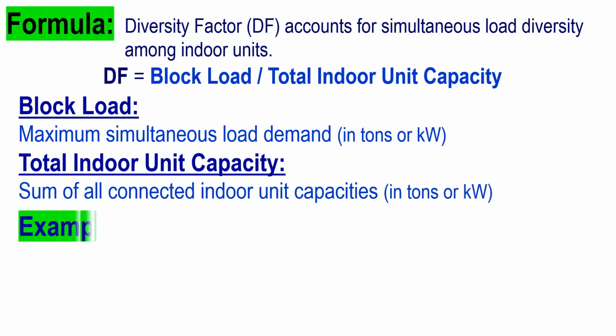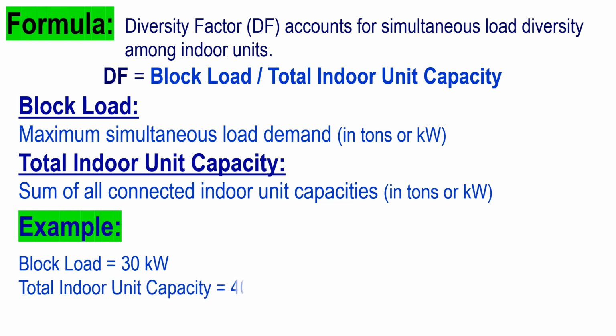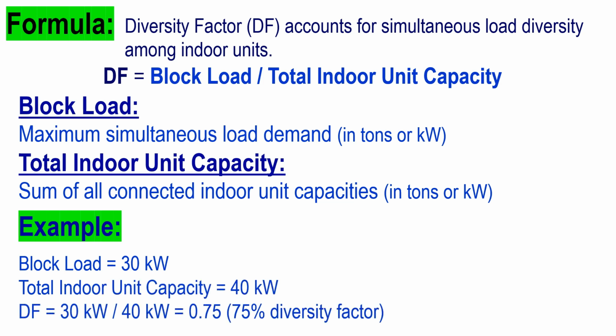We look into an example. Block load equals 30 kilowatts. Total indoor unit capacity equals 40 kilowatts. So, diversity factor is equal to 30 kilowatts divided by 40 kilowatts equals 0.75. So, 75% is the diversity factor.